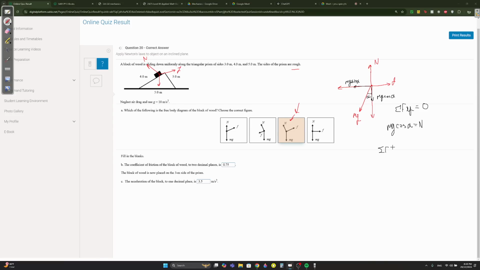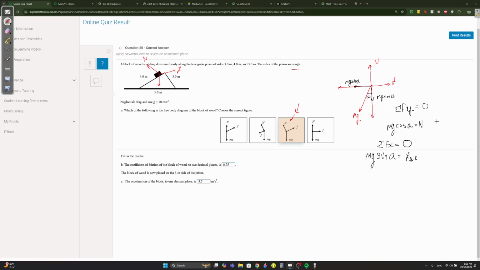Sigma Fx. Let me just go to Fx. Sigma Fx is going to be equal to mass times acceleration. Actually, no, it's not, since he said it's sliding uniformly, right? So sigma Fx is 0. What are my x forces? We have mg sine alpha and we have the friction. So mg sine alpha is equal to friction.